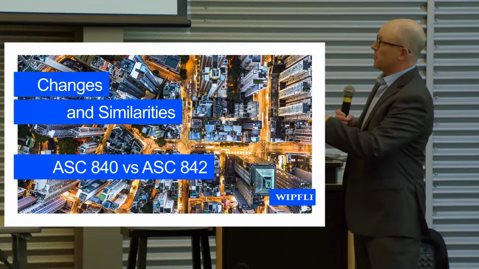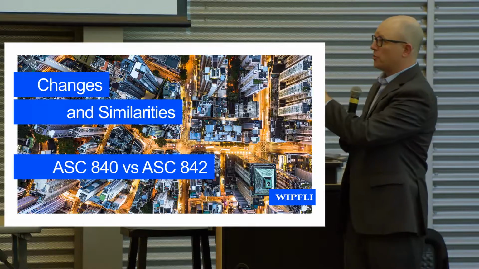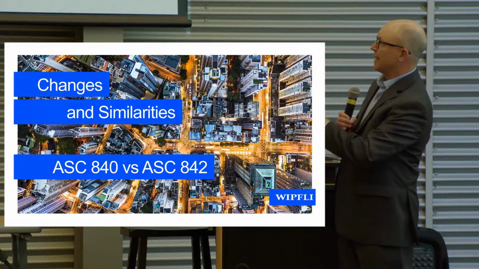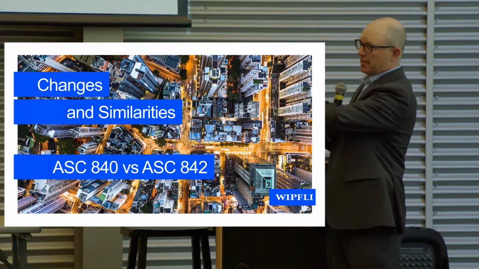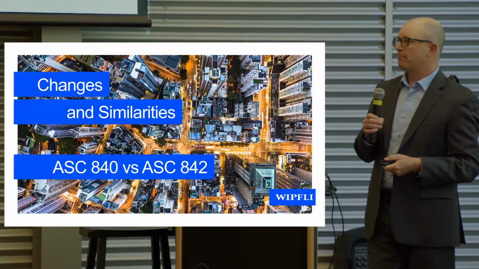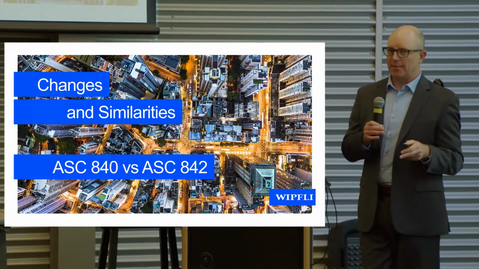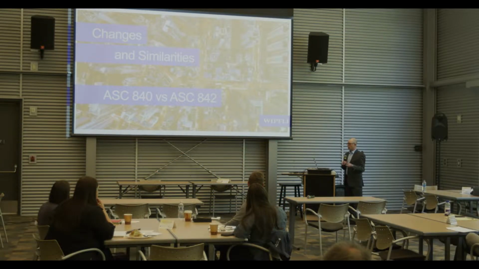Changes and similarities between 840 and 842. So 840 is the old lease standard, 842 is the new lease standard. Sometimes we'll say legacy GAAP and then new GAAP, or the old lease standard, new lease standard. That's just to define what we're talking about. If you're preparing financial statements now, this is what you were doing, versus what you're going to start doing for year end starting after 12/31/22.